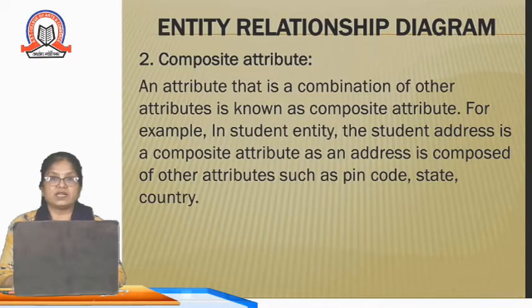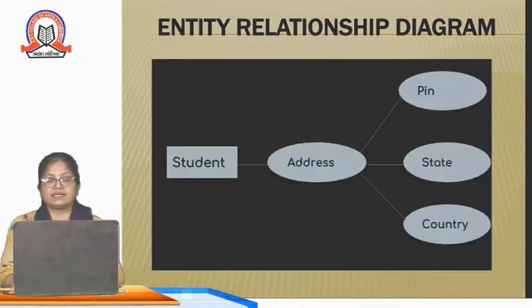Next is the composite attribute. An attribute that is combination of other attributes is known as the composite attribute. For example, in student entity, the student address is a composite attribute, as an address is composed of other attributes such as pin code, state, country. You can see in this diagram, address is the attribute of the student, and again it is divided into 3 attributes: pin code, state and country. So this address is nothing but the composite attribute.